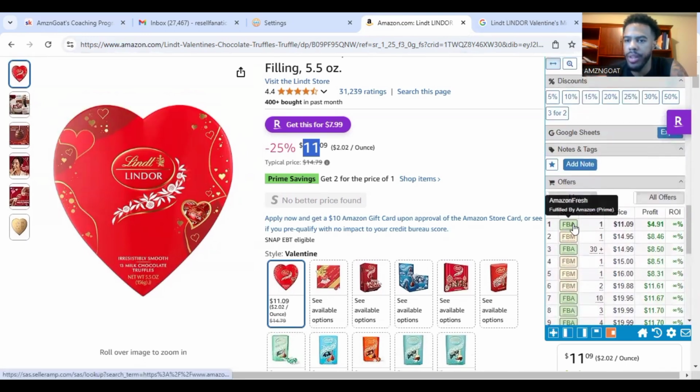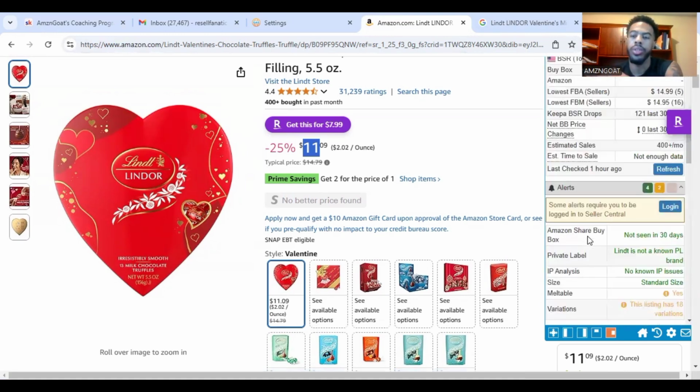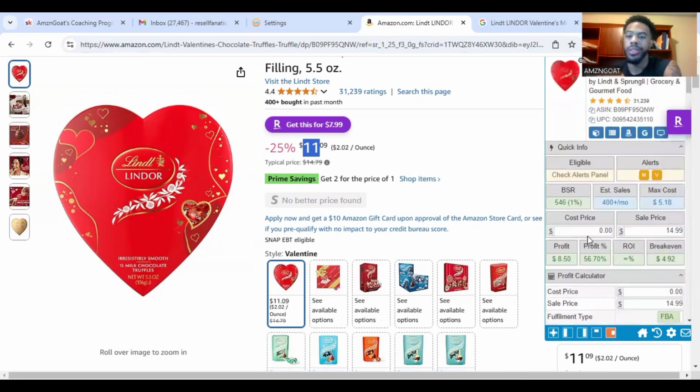See, Amazon Fresh is at 11.09. The next seller is at 14.95. So it's probably selling for a lot less somewhere else, but we don't know where that is. It could be in the store and not online, but we're just going to use fake numbers for this example, since the product is pretty expensive on Target.